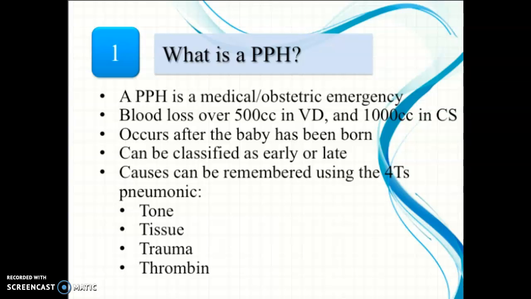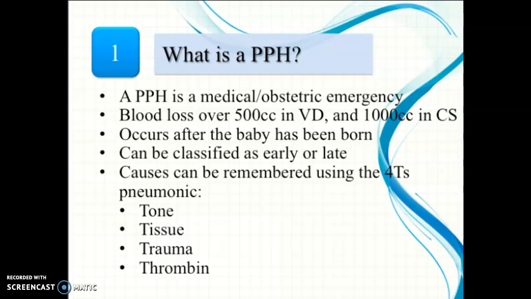Tissue: the most common cause is leftover placenta in the uterus, and other risk factors can be previous uterine surgery, high parity, and an atonic uterus. Trauma: this can indicate lacerations to the cervix, vagina, perineum, and C-section incisions. It also includes uterine rupture and inversion.